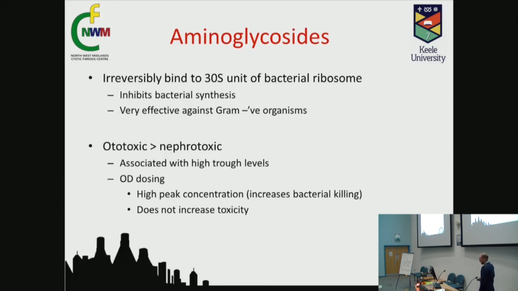Aminoglycosides. So aminoglycosides are extremely effective antibiotics. They're one of the group that inhibit protein synthesis, and they do that by binding to the ribosome, and it's the 30S unit of the ribosome. They bind to that, and they stop the protein synthesis, to stop the bacteria being able to produce the protein and therefore being able to replicate. So it's bacteriostatic, not bactericidal.